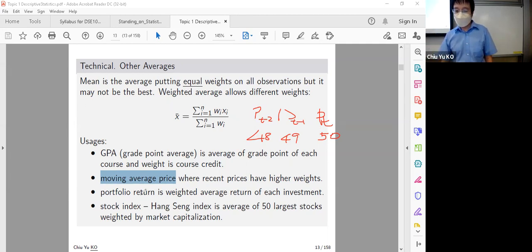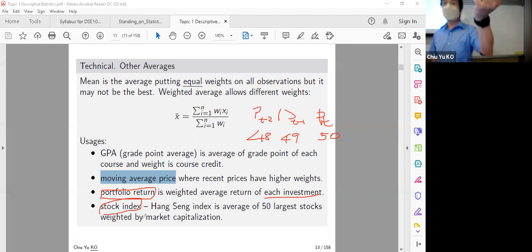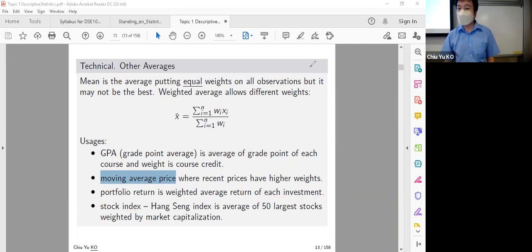This is also the way you often calculate portfolio return. It's the weighted return for each investment, and the weights are your weighting in your portfolio. More commonly, you will see the stock index. Every day you see the Hang Seng index, it is a weighted average of the price movement of a basket of stocks. The weighting for each stock depends on capitalization. The larger the company, the more important the movement is. So that's why you often see this. Any question?